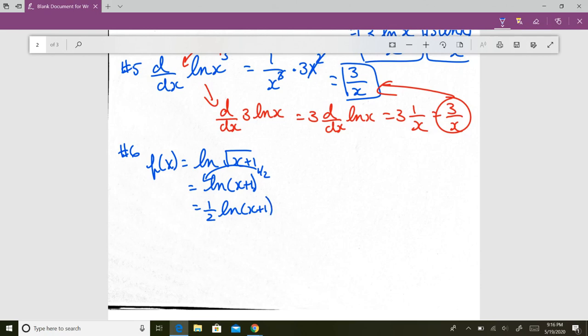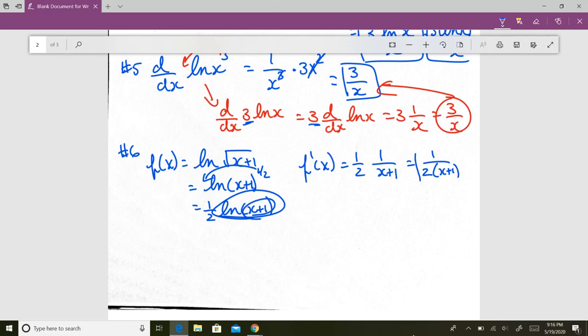This is much easier to derive because the constants you don't have to worry about. You forget about them like I did. You can pull them out. So f prime is going to be the 1/2 that stays there. The derivative of this is 1 over x plus 1 times the derivative of x plus 1, which is just 1. This becomes 1 over 2 times x plus 1. And that's it.